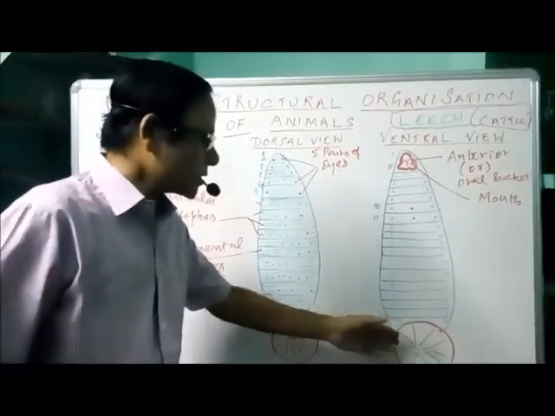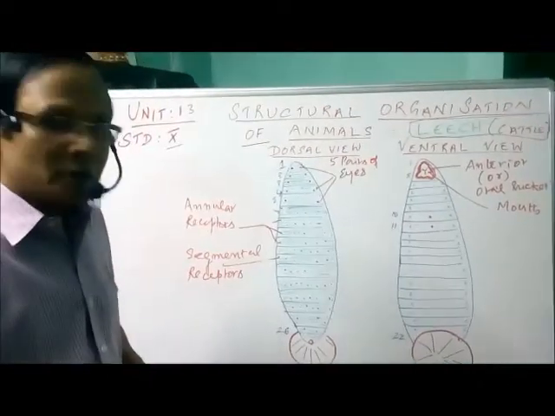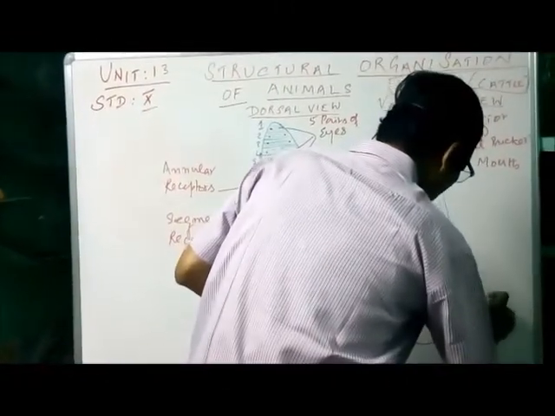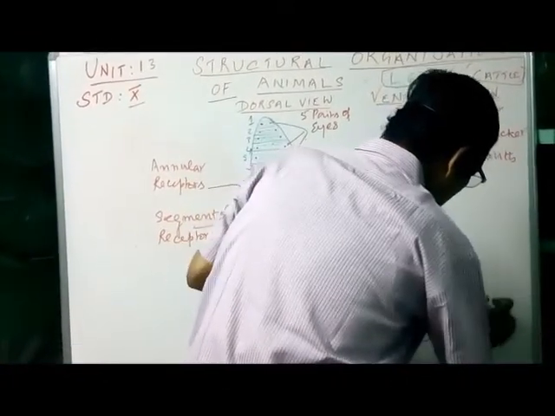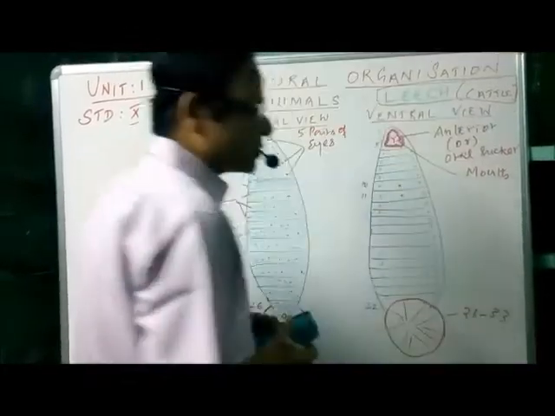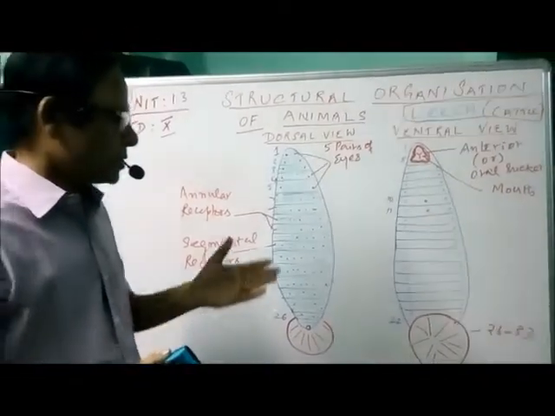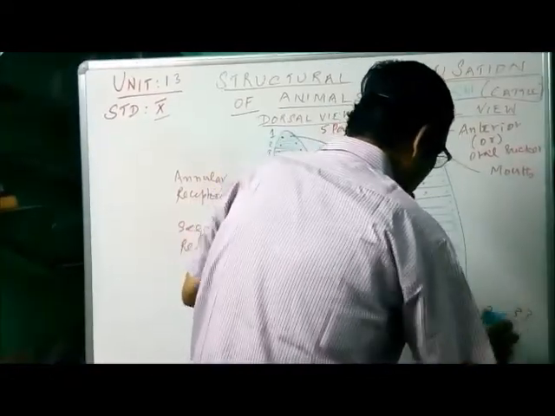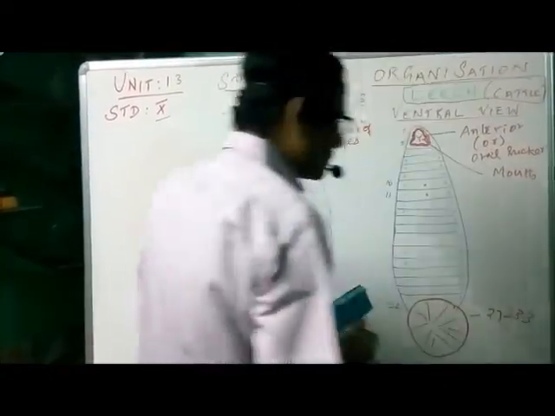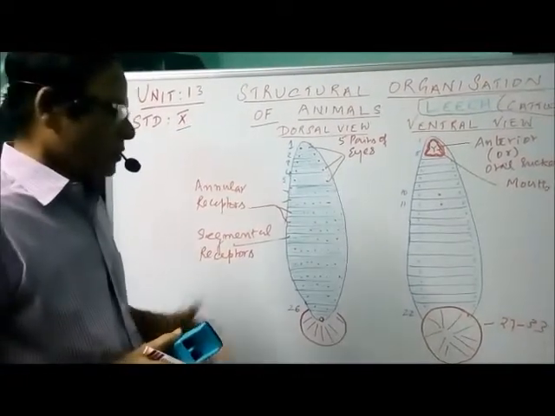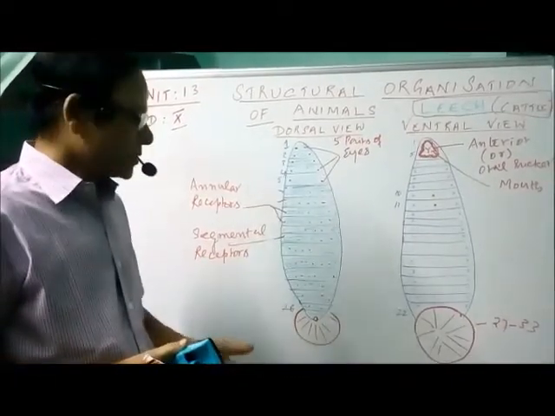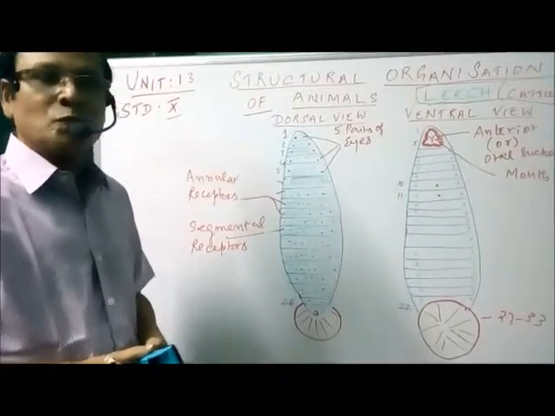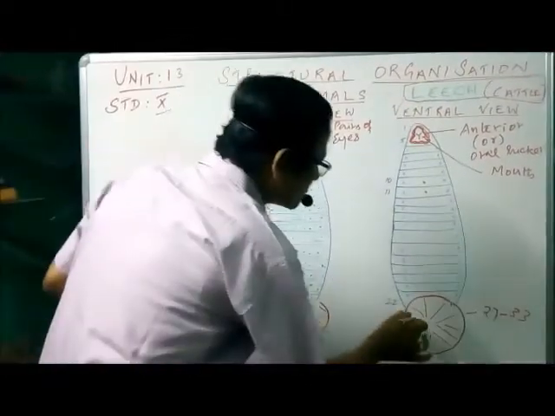Whereas the posterior circle is formed by the last 7 segments, that is 26 to 33. That is the last 7 segments. The last 7 segments, after segment 26, are converted into the posterior circle. Now this is the posterior circle.